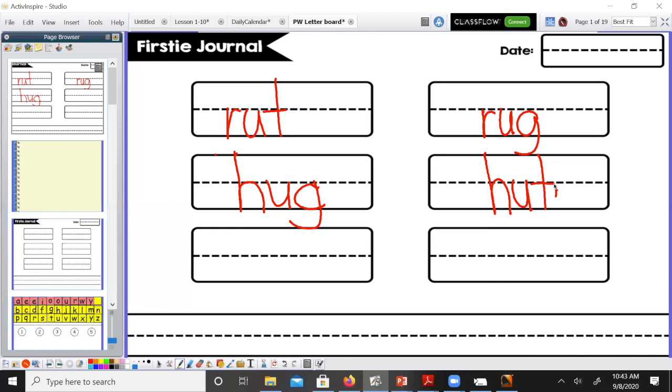The next one is tug. Tug, like you tug on a rope. Tug. Okay, what's the first sound in tug? G. More magic C. Come back up here to the dotted line and come down and around. Tug. Use your brains.